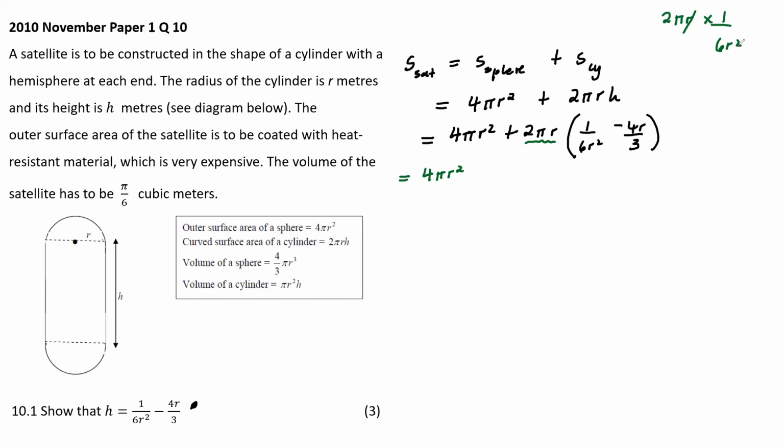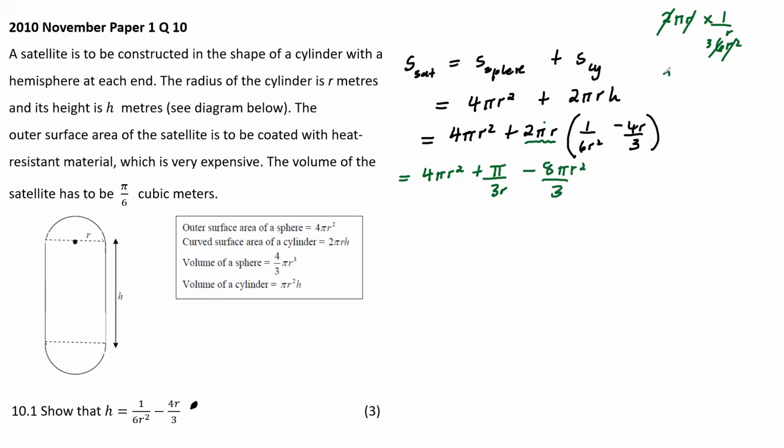I think the r and the r cancel out, so I'm left with the r at the bottom. Then the 2 and this one cancel out, and I'm left with the 3 at the bottom. So the pi is at the top over 3r. So this becomes plus pi over 3r. Then minus, this is now 2 pi r times negative 4r over 3, which is negative 8 pi r squared over 3.